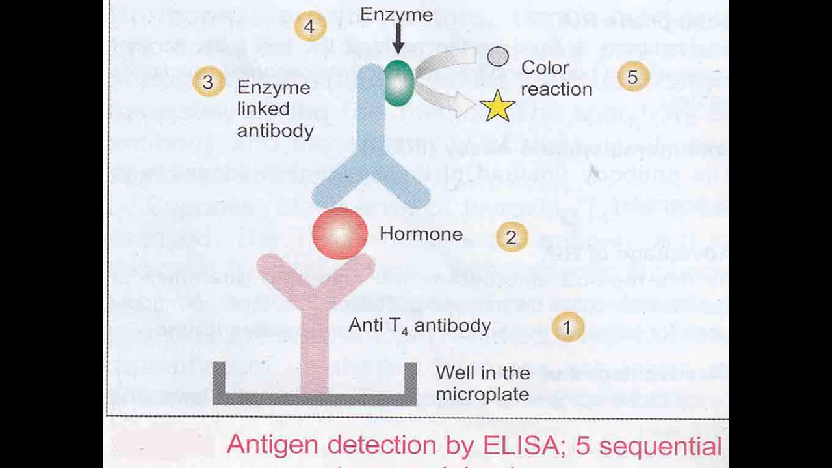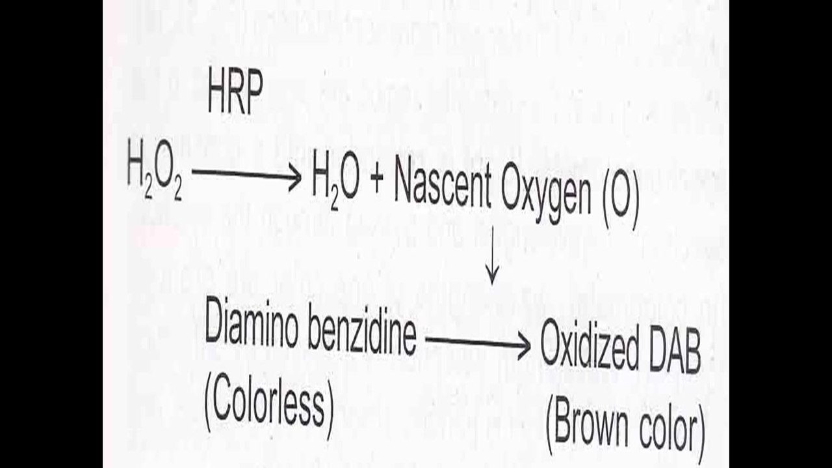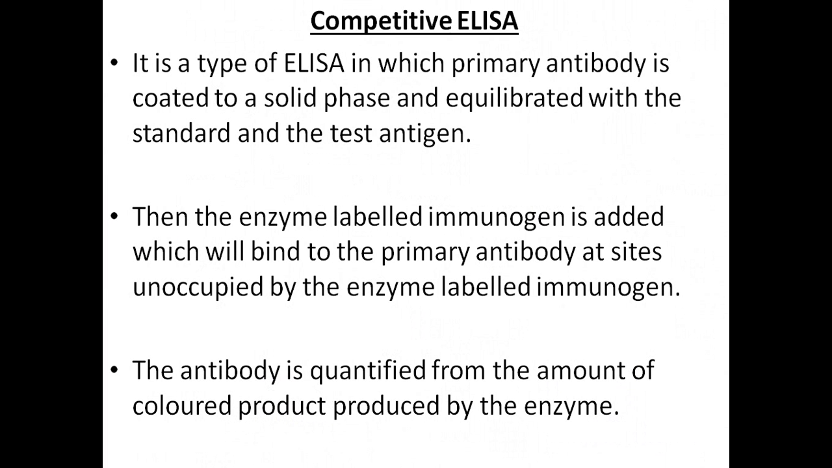There is an antibody down and an antibody up, and in between there is an antigen. So this is sandwich like. The second antibody is linked with the enzyme, and when you add the substrate, the enzyme acts on the substrate and converts it into a colored product. The color reaction takes place and is measured at a particular nanometer to quantify the concentration. So that is about sandwich ELISA.